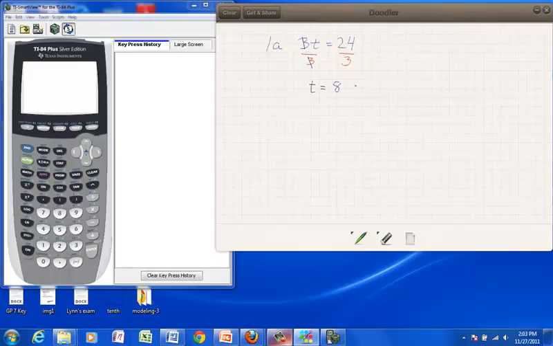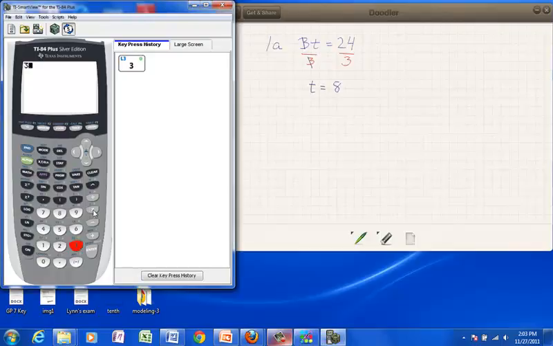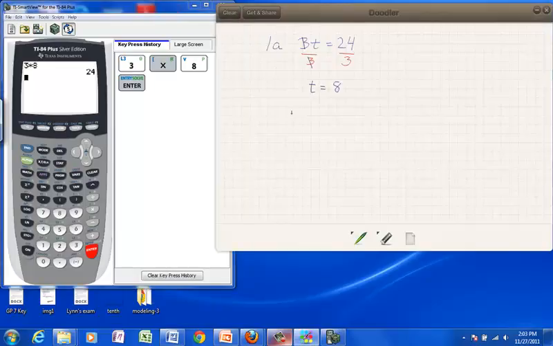To check the solution, we would go back and check whether 3 times t, which is 8, is equal to 24. And so yes, when we're doing our check, 3 times 8 equals 24. So that checked.